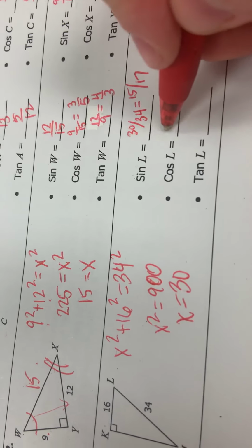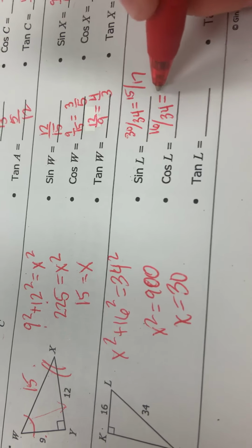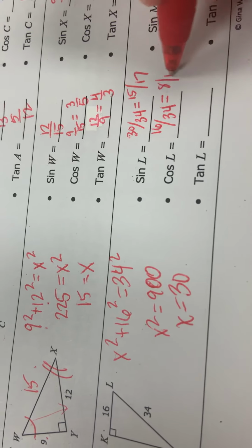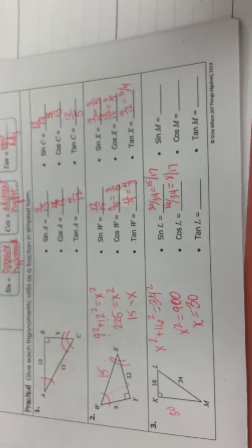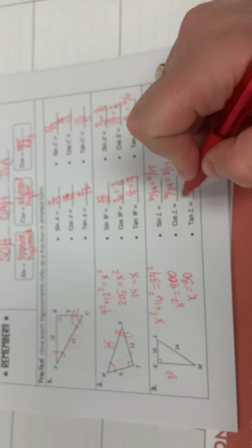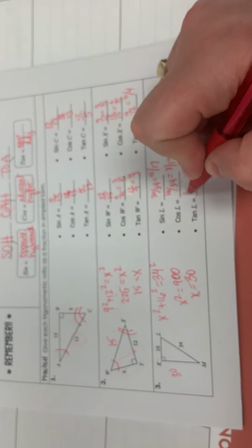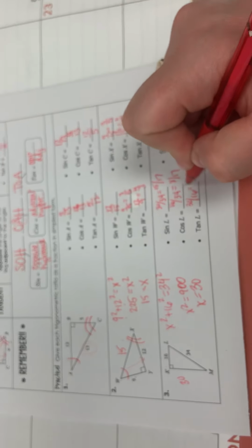The cosine is adjacent over hypotenuse, so you're going to do 16 over 34, which if you divide each by 2, you get 8 over 17. And then tangent of L, which would be opposite over adjacent, that would be, let's see, 30 over 16. And 30 over 16, divide by 2, so 15 over 8.